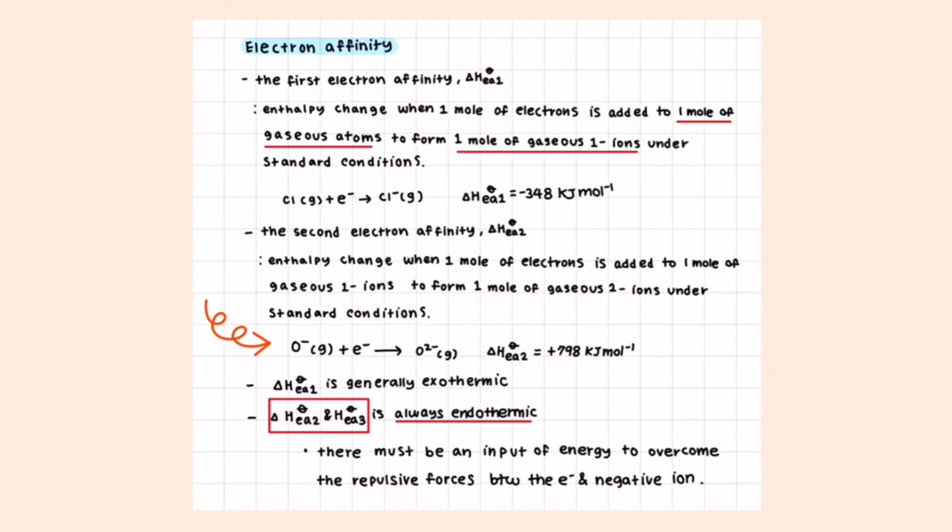For example, 1 mole of gaseous oxygen 1- ion gains 1 mole of electrons to form 1 mole of gaseous oxygen 2- ion. Usually, the first electron affinity is exothermic. On the other hand, the second and the third electron affinity are always endothermic. This is because there must be an input of energy to overcome the repulsive forces between the electron and the negative ion.